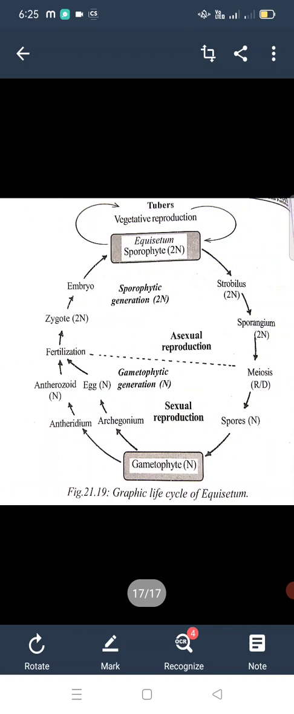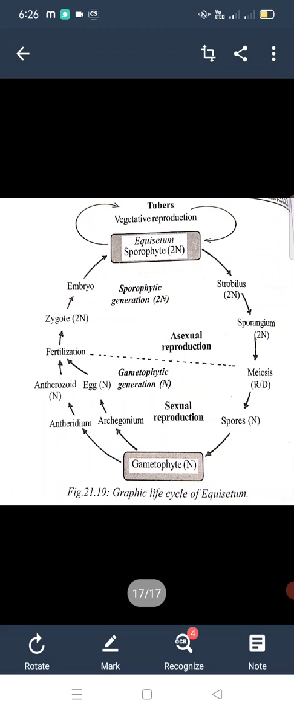Next, the life cycle of Equisetum. Equisetum reproduces vegetatively, asexually and sexually. Vegetative reproduction takes place by formation of underground tubers. From the sporophytic generation the formation of spores takes place. It is asexual reproduction. In sexual reproduction, it is the gametophytic generation. There is a formation of gametes. From the gametes there is a formation of a new sporophytic plant.